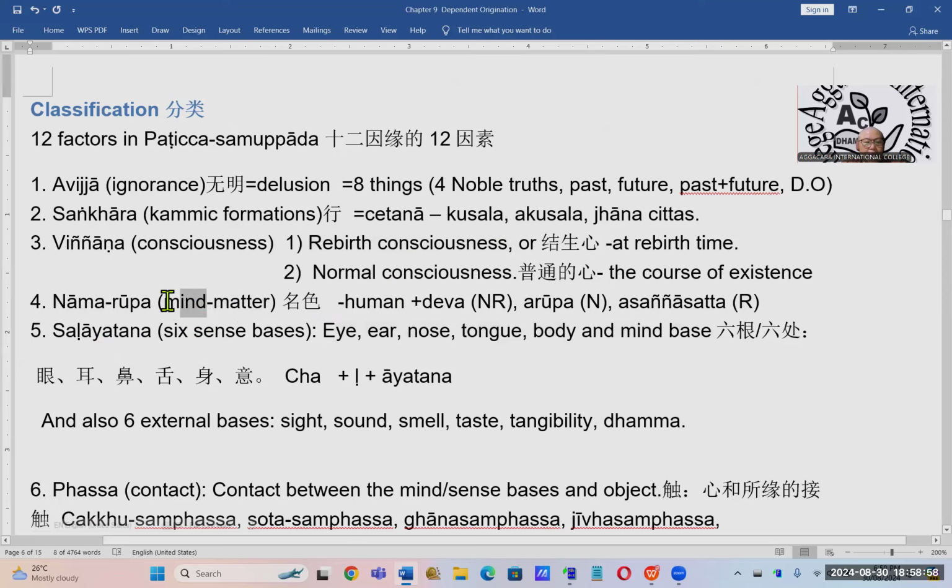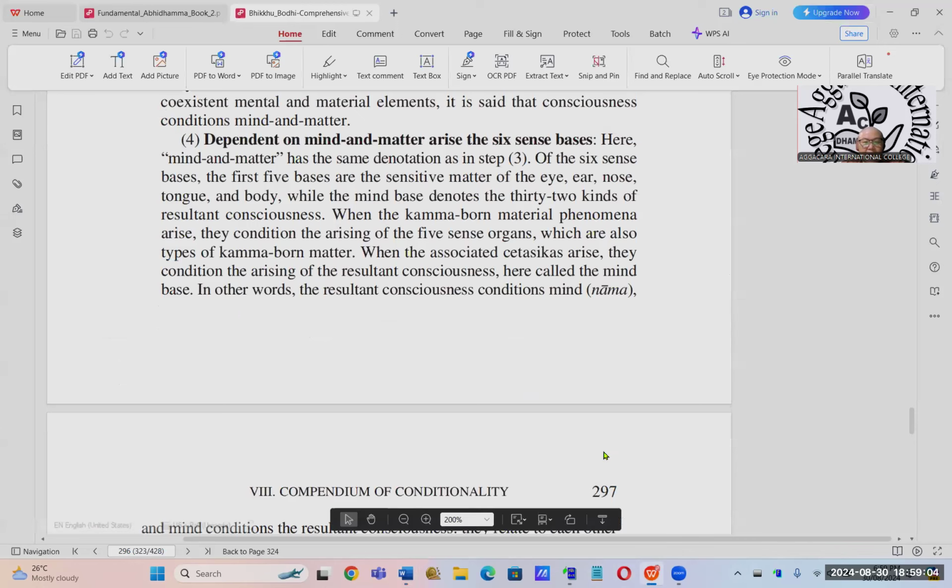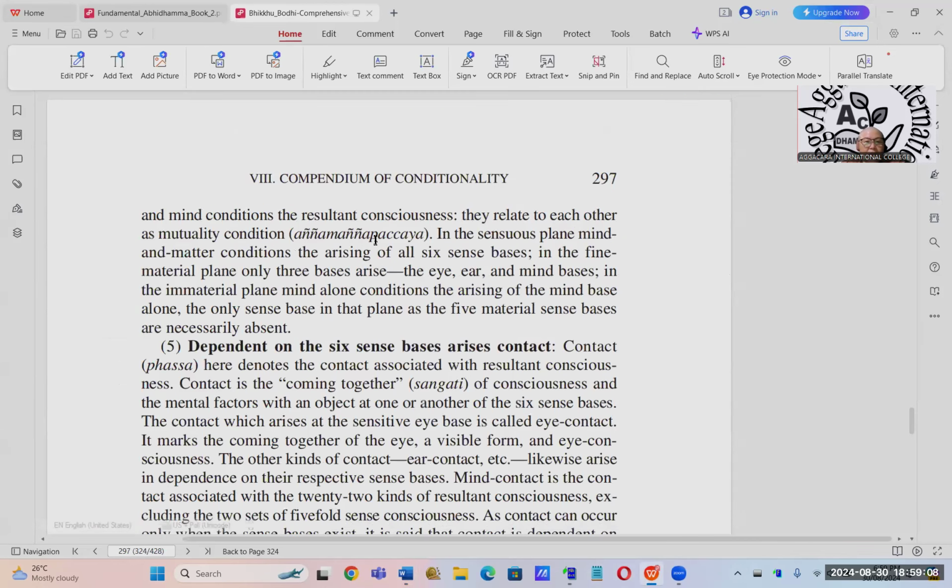But the problem is you have this nama, mind and mind. So what happens? Here it is explained in terms of anyamanya, right? It means they condition each other. In terms of that, in the Patthana, you learn about the power in between A and B, the cause and effect.